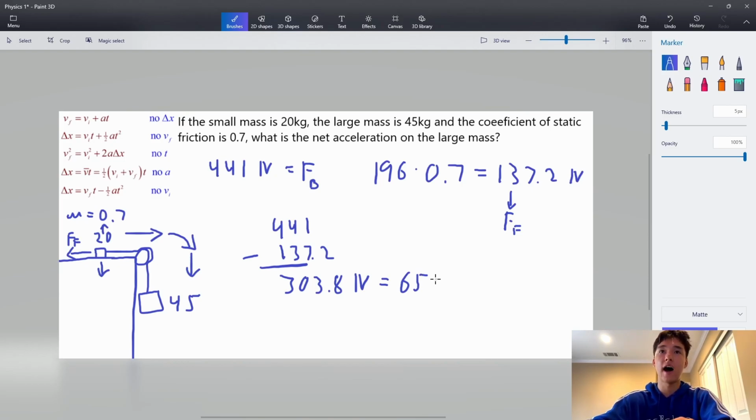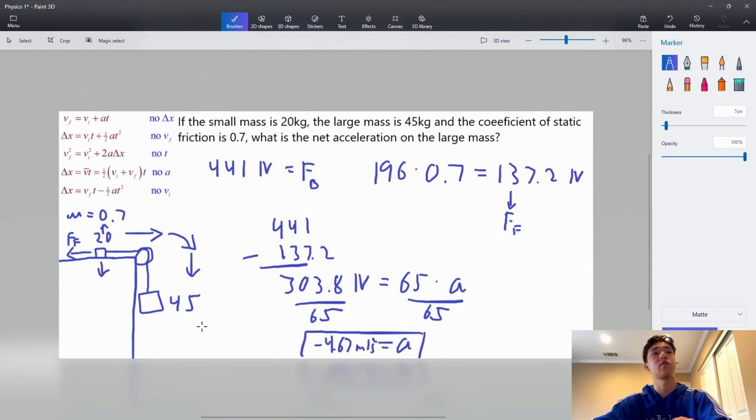So it's 65 as the mass times, we are solving for the acceleration, so we want to isolate for that acceleration, and we will be getting negative 4.67 meters per second squared. Only reason why it's negative in this problem is because we're going down. That's it. So it's just a directionality thing.